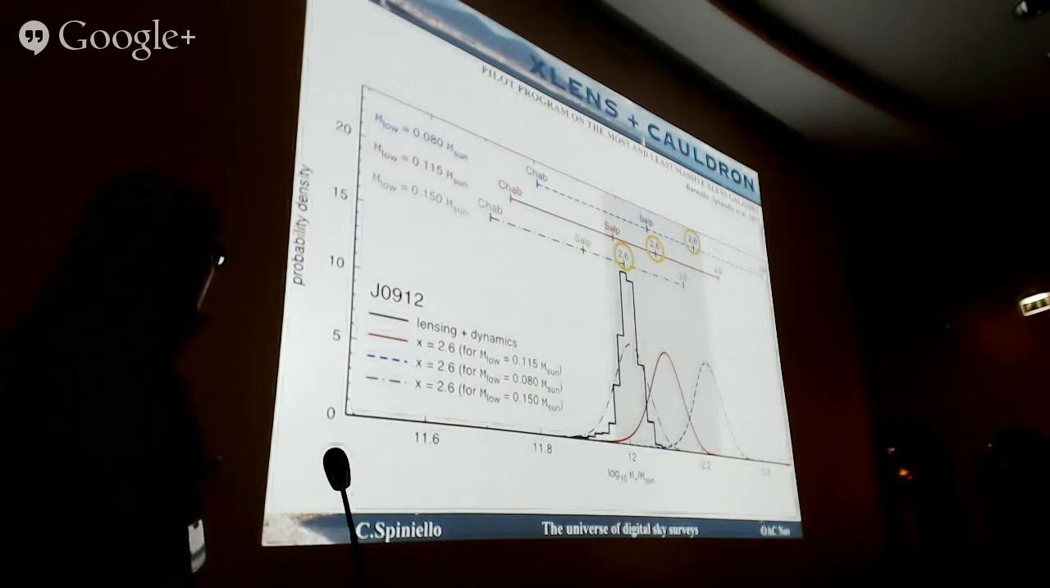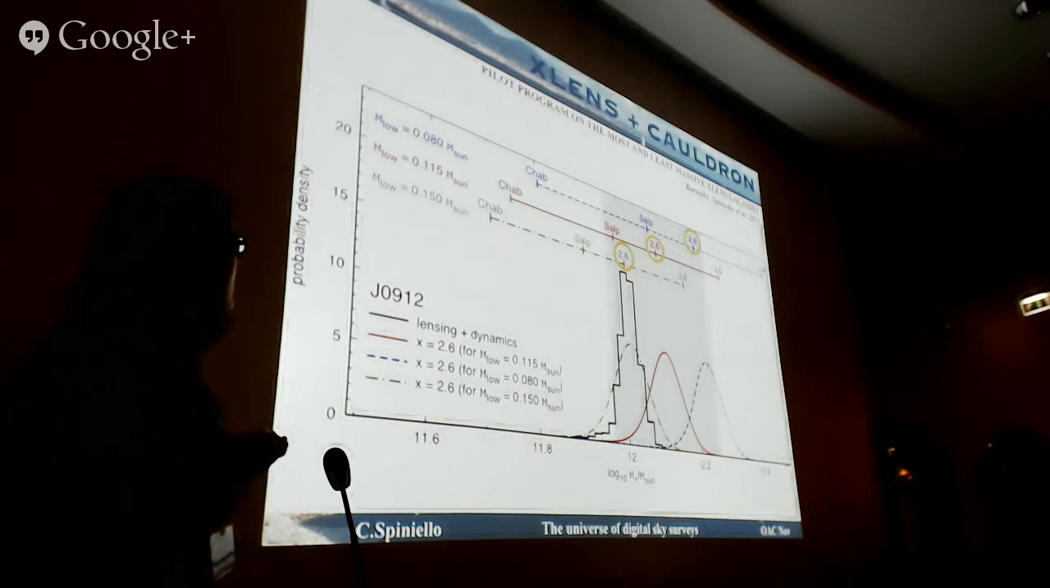So here, this is always 2.6, an IMF with a slope of 2.6, and the red one has a cutoff mass of 0.115, which is Bruce-Weinberg. This one has a hydrogen burning limit, and this is slightly higher. And here you can see how the situation will change by changing the IMF and keeping constant the cutoff mass.